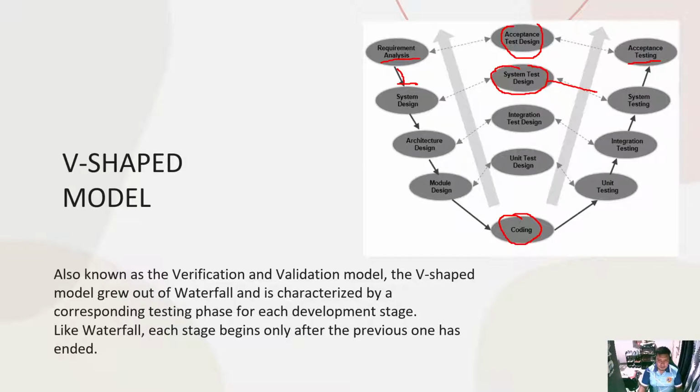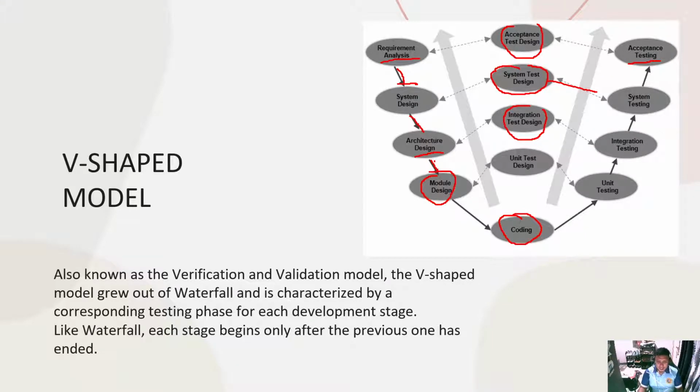Now, once you have the system test design for your system design, we can go to the architectural design. There will be integration testing on this part. So there is a verification. That is why we have a verification and validation model. There is a verification for the architecture design, so that once there is a test for this design, we can move to module design.